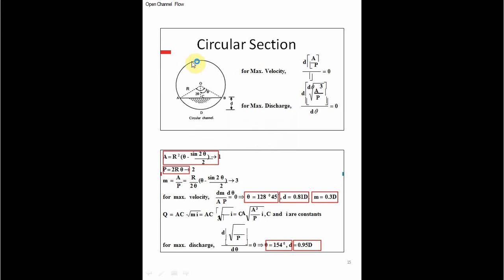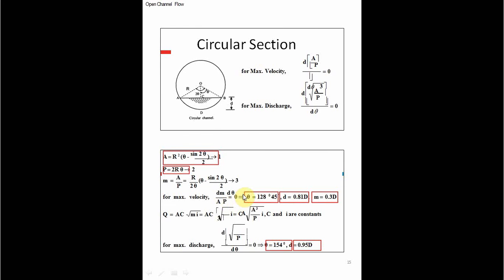Okay. So this is for the circular sections. So here this is the circular section. This is the center point, and this is the chord, and this is the radius r. So for maximum velocity, M equal to A upon P. So therefore, A equal to r square into 2 theta minus sin 2 theta upon 2, equation 1. P equal to 2 times r into theta, equation 2. M is equal to A upon P, that is equal to r upon 2 into 2 theta minus sin 2 theta upon 2 theta. Okay. Equation number 3.